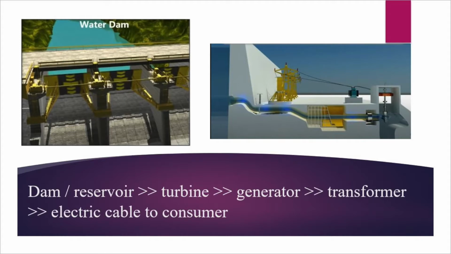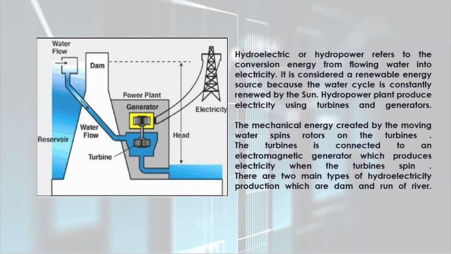Hydroelectric power plant requires a water reservoir. Potential energy brings water down to the turbine, where mechanical energy is produced, causing the generator to produce the electricity. Hydropower or hydroelectricity is the conversion of energy from flowing water into electricity. It is considered a renewable energy source because the water cycle is constantly renewed by the sun.